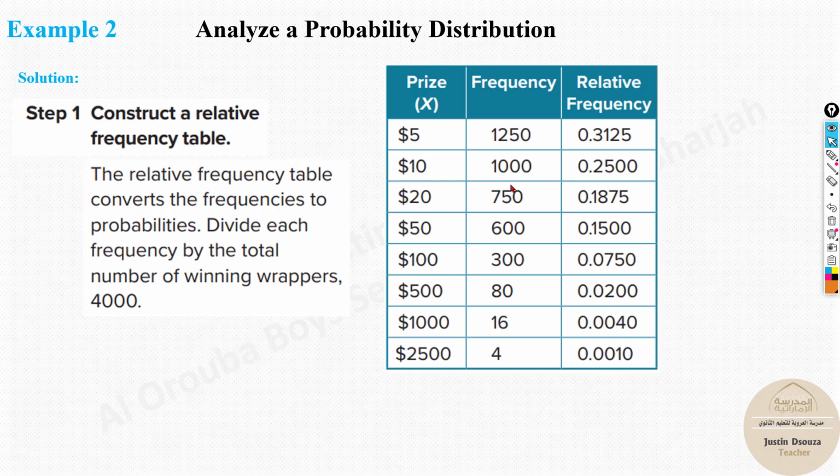But now remember, the most important thing you must remember is not 4,000 divided by this. No, that would be wrong. It is this frequency divided by the total number of winnings. And that's how you get the relative frequency table.